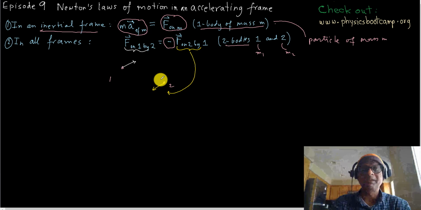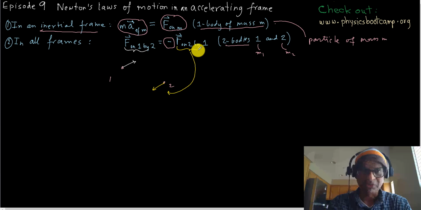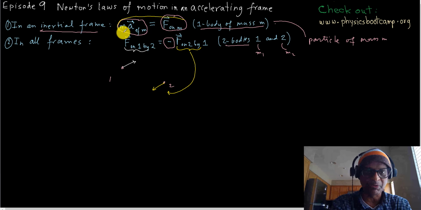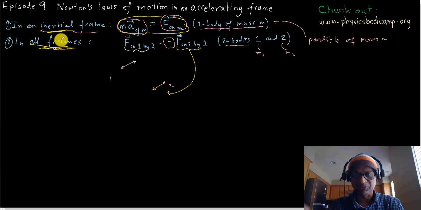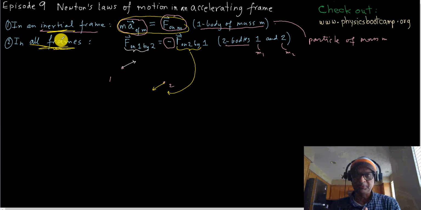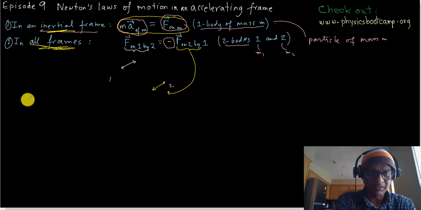We want to be able to write the mathematical form of this law in any frame, not just inertial frame. This one is true in all frames, so I want to be able to write it in all frames. We only know that it takes this simple form in a special frame called inertial frame. So we want to write this in a non-inertial frame.